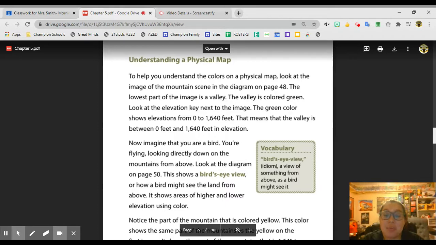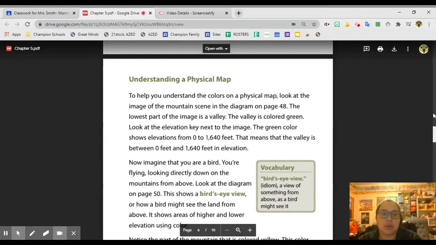Now imagine you are a bird. You're flying, looking directly down on the mountains from above. Look at the diagram on page 50. This shows a bird's eye view, or how a bird might see the land from above. It shows areas of higher and lower elevation using color. Again, a bird's eye view is an idiom, and it's a view of something from above. So you're thinking of a bird flying and looking down, what would they see?